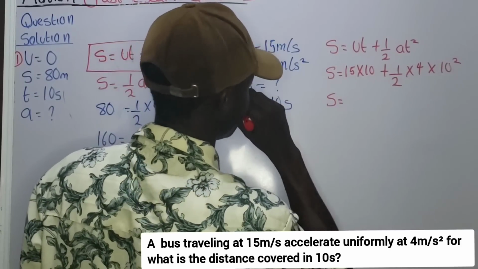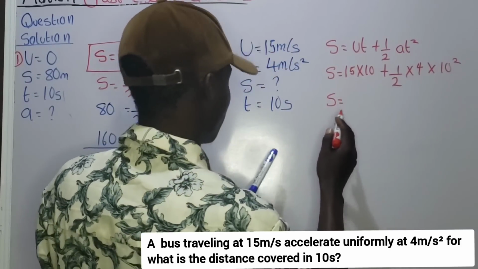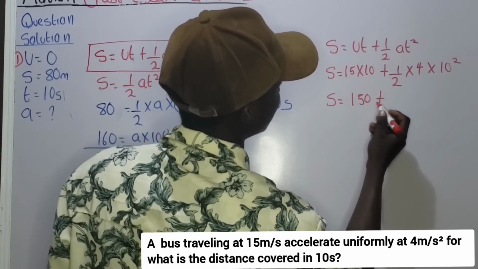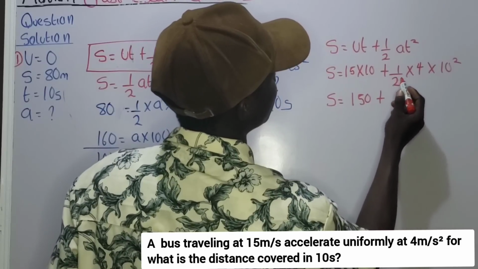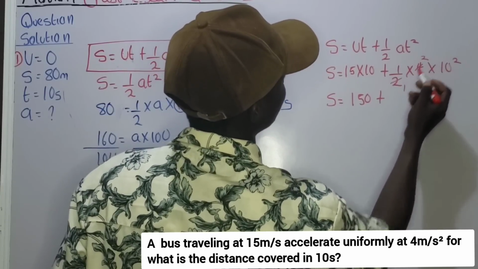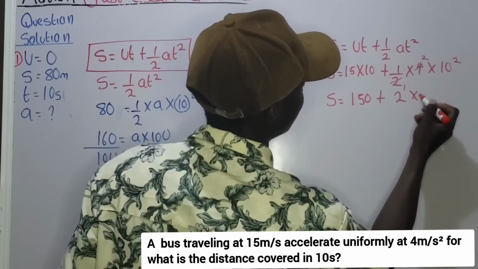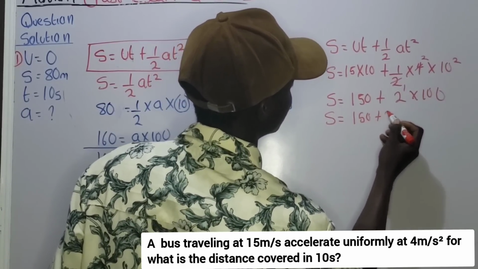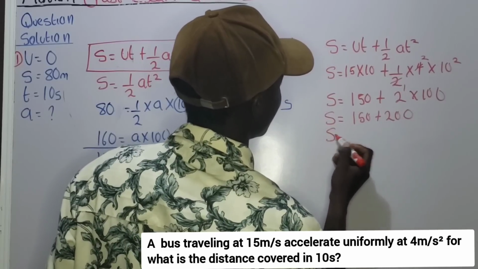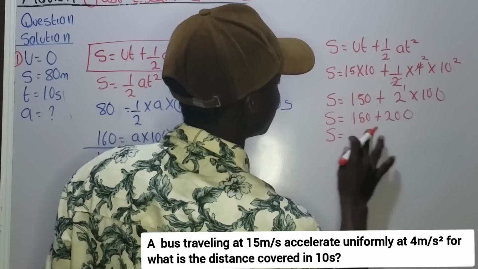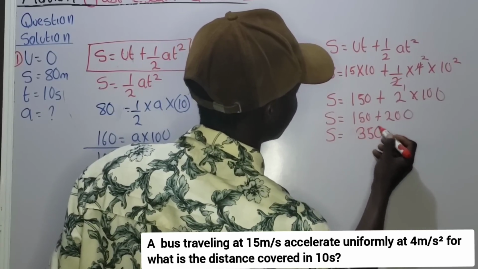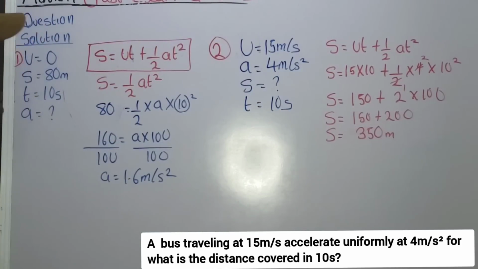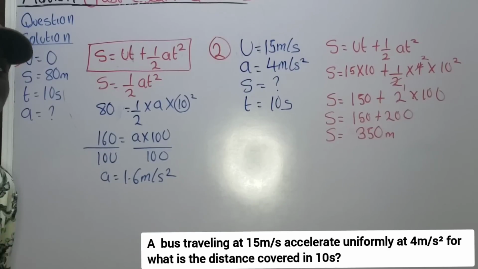S equals 15 multiplied by 10, that is 150, plus these two here, 2 times 2, multiplied by 100. So S equals 150 plus 200. So S equals 350 meters. You understand? So the distance that the bus covered in 10 seconds is 350 meters.